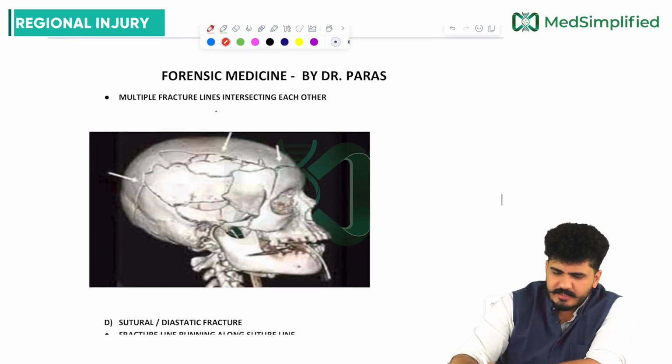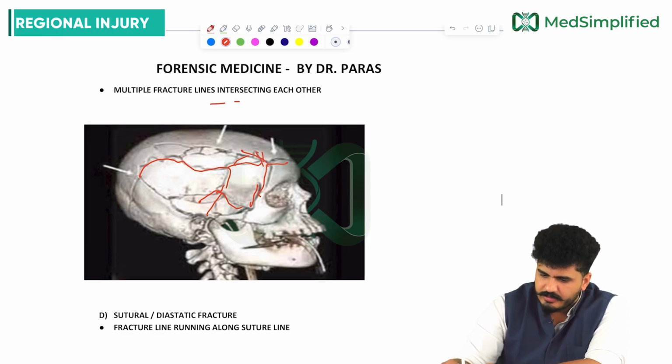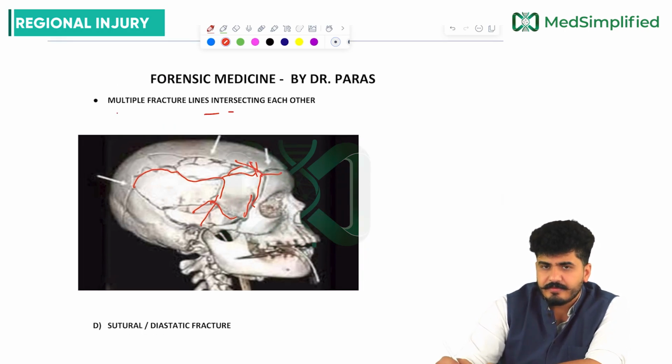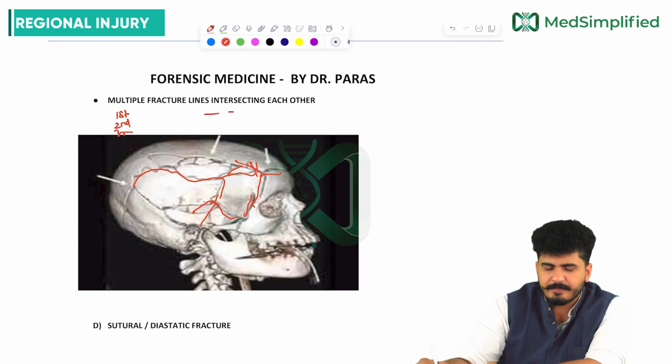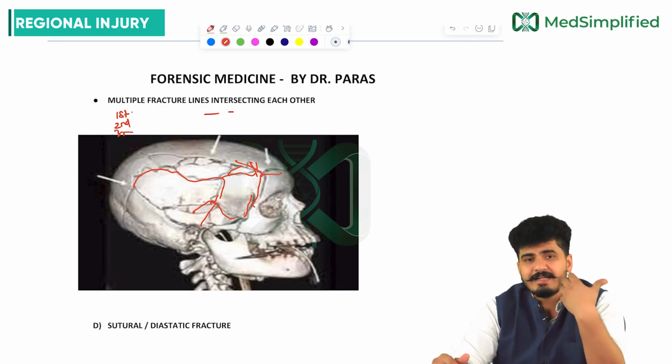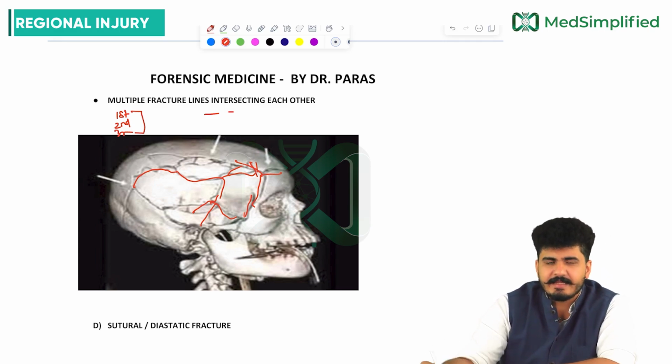Now, multiple fracture lines are intersecting with each other. You can see right here, one fracture line intersecting another. They are connected to each other. The reading of the fracture lines, first fracture line, then second, then third, is only possible with multiple attacks on the skull vault, my dear friends.